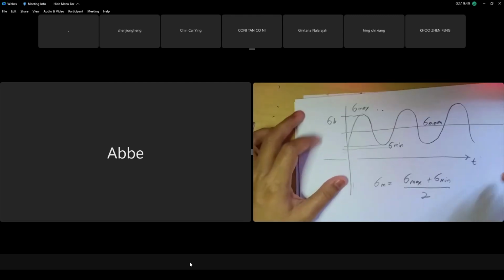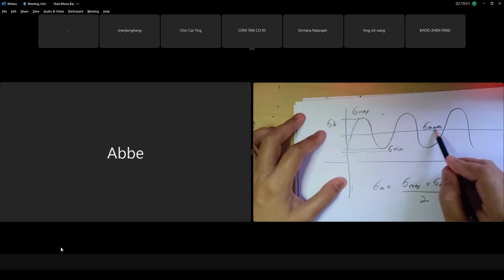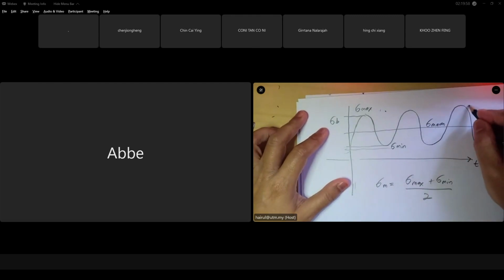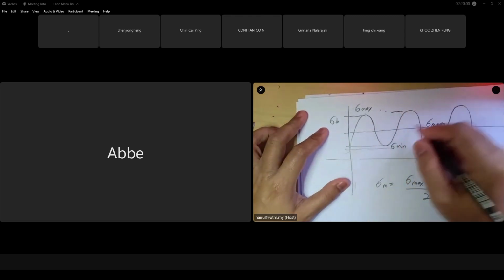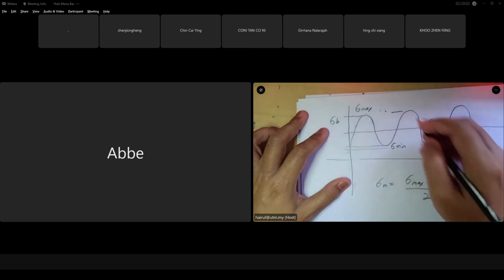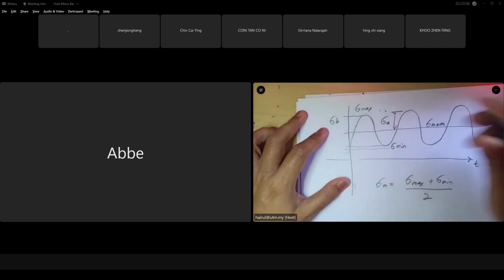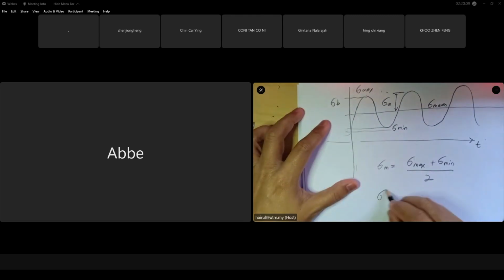Alright. Another thing that we must calculate is the mean. M stands for mean, the average: sigma max plus sigma min over 2. And one more, the amplitude. This is your mean value. The peak value relative to your mean is what? Sigma alternate, or sigma amplitude. We call it sigma alternate. Sigma alternate is the amplitude.